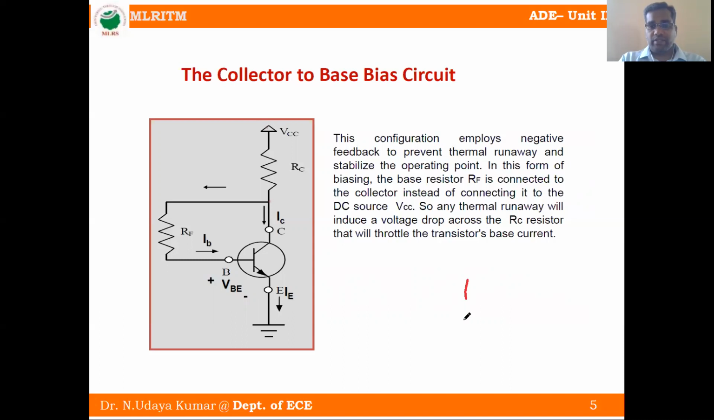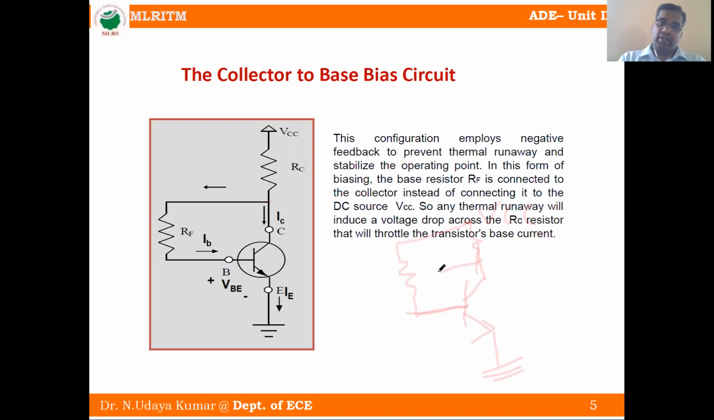What is the fixed bias circuit? So transistor, this is ground, this one is the base. This one is the collector resistance, and this one is the VCC. From VCC we are connecting the base resistance to the base terminal. Now we are connecting the collector here. Just this is the change.